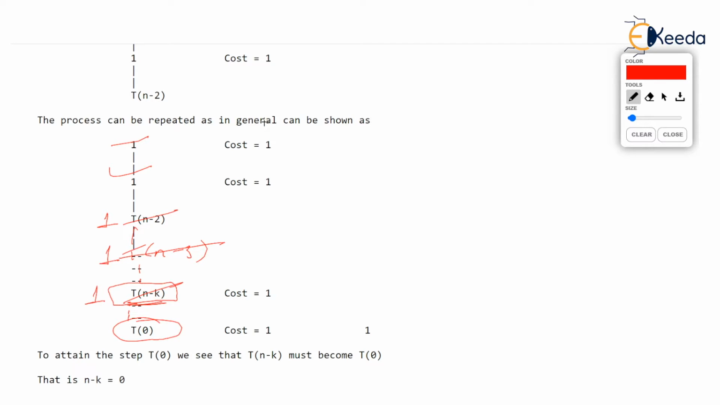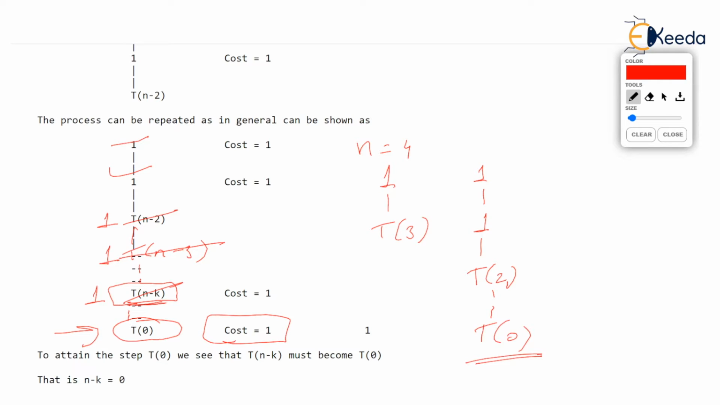Yes, of course, because just imagine that we had n as 4. Then at first step we will get 1 and T3 because 4 minus 1. In the next step we will get 1, then T2, isn't it? Somewhere we are going to get T0, isn't it? And when we get T0, we know that the cost is 1 because note in our recurrence relation it is given that if n is 0, then the cost is 1. The base case is given.